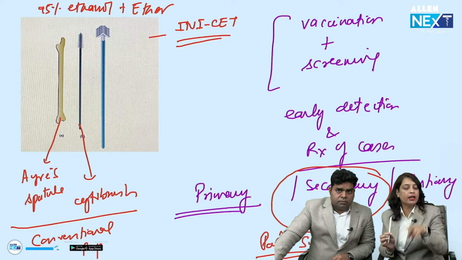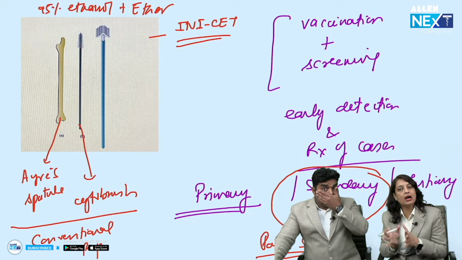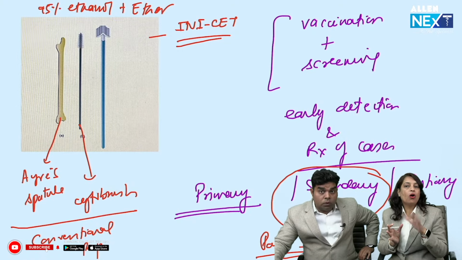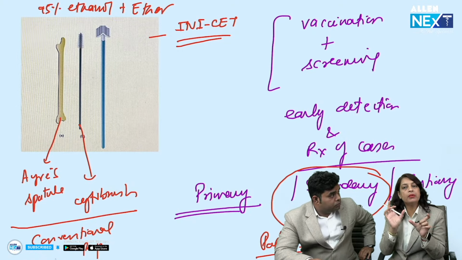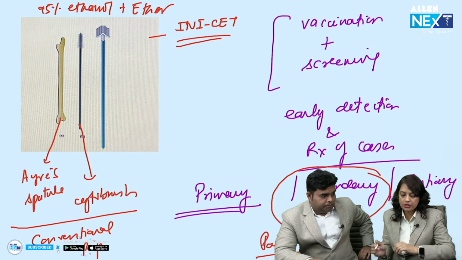So two cancers we are screening. Now what is the most common cancer? Cervix is squamous cell carcinoma arising from the junction where the columnar epithelium meets the stratified squamous epithelium, that is the squamocolumnar junction or transformation zone.